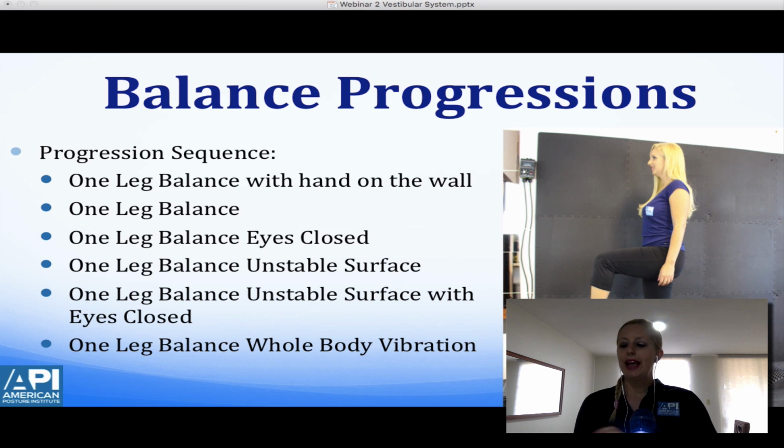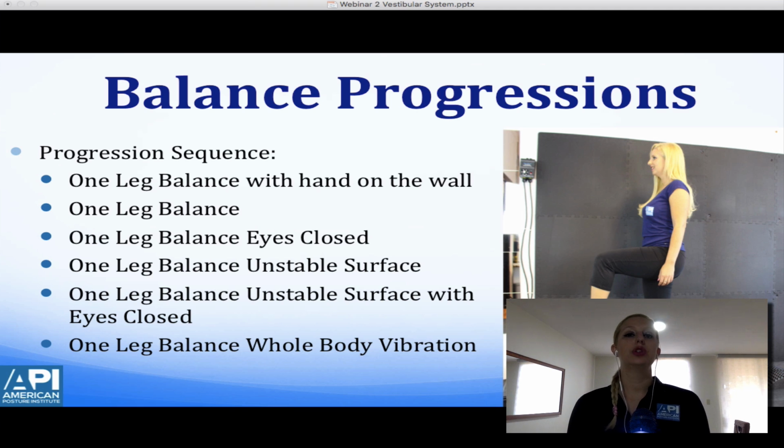Also, for at-home rehabilitation, this is a really good thing that you can tell your patients: they can just take a beach towel, for example, fold it up into fourths, and stand on it. That creates the unstable surface that the patient can then do their balance training on.